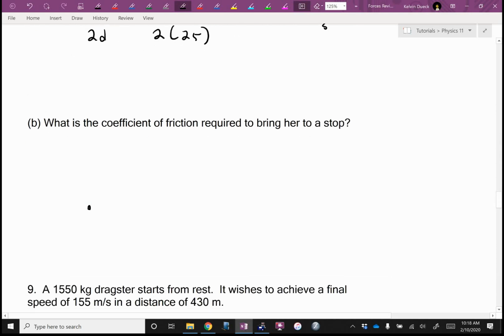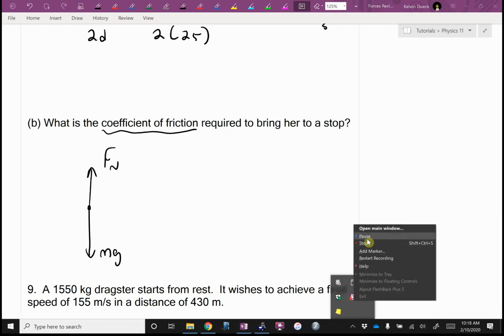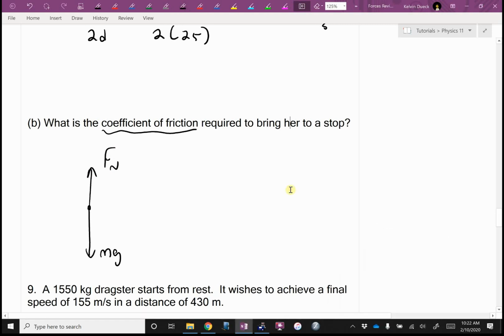This is a job for a free body diagram. Now I'm going to go forces because it wants to find a mu. I have normal force. What else? Oh, let me pause the video for a second. What else if we're dragging our foot to come to a stop?